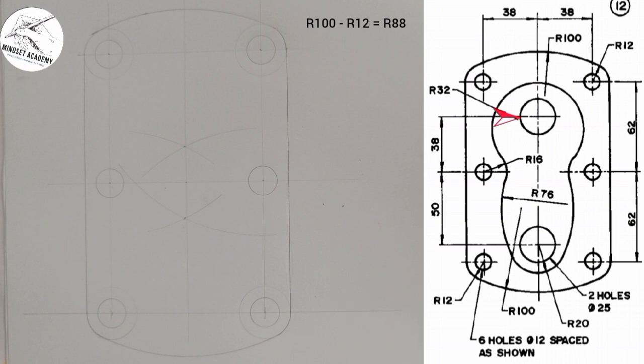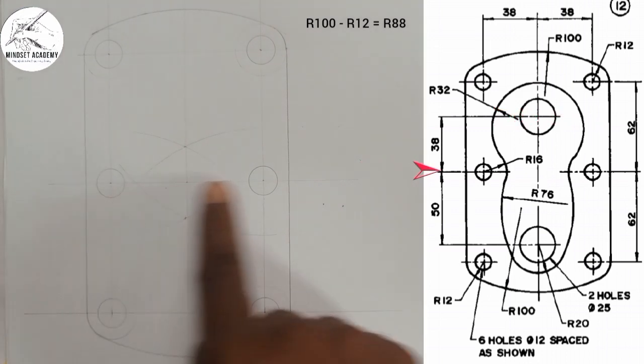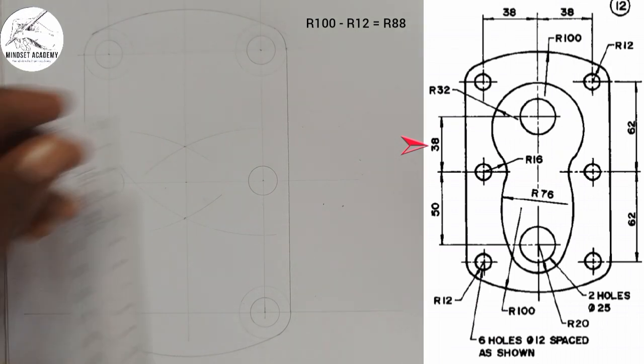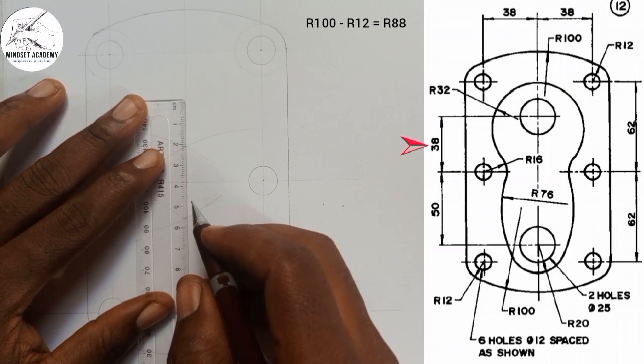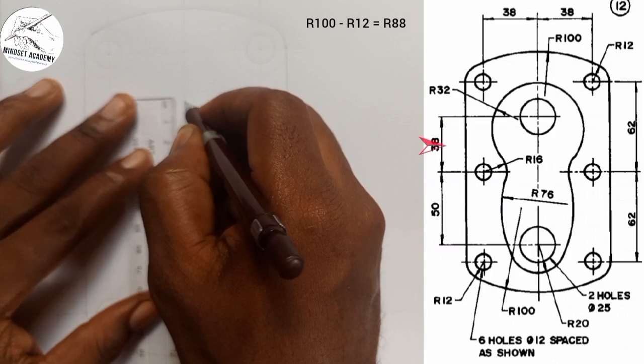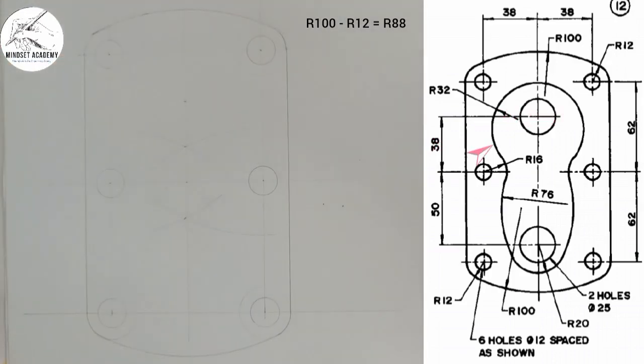So the first thing is from the center line to that small circle. The small circle is given to be 38. But before you do that, we discover that from the center here, you measure the 38 up. So this is 38 here. That will be the center of this circle here, and that is giving us a radius of 25.